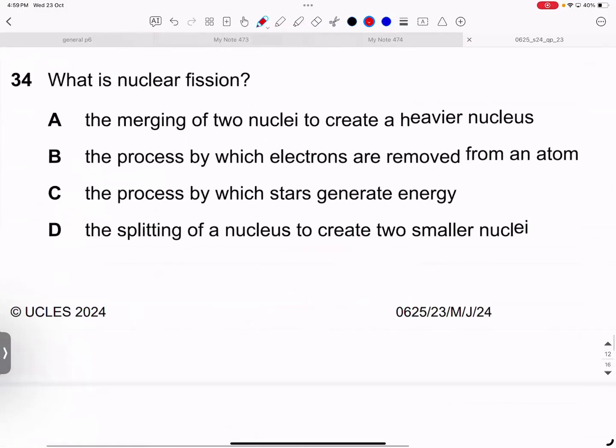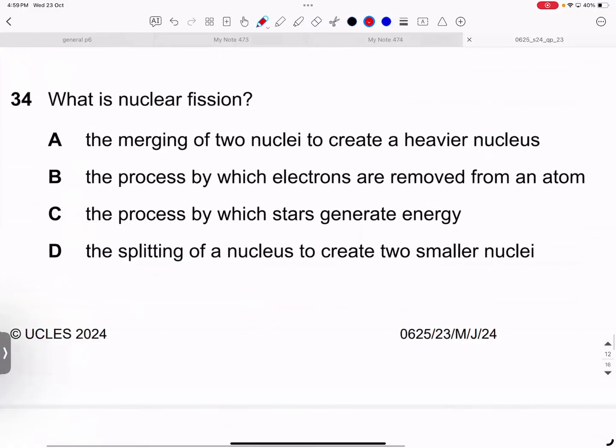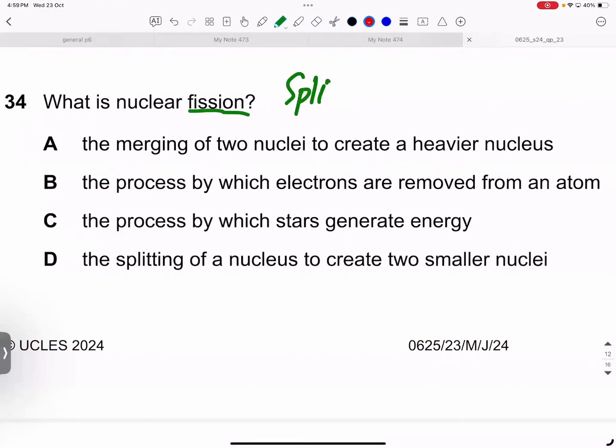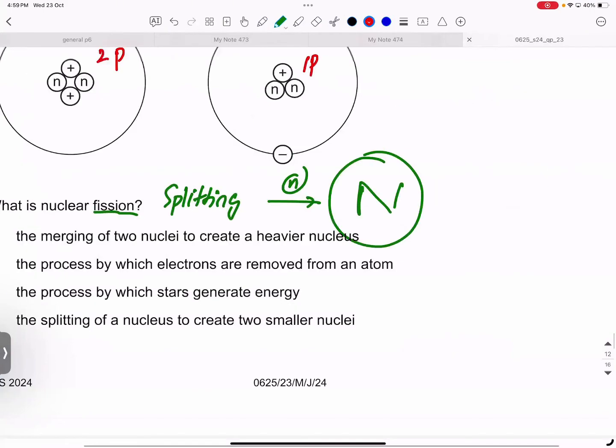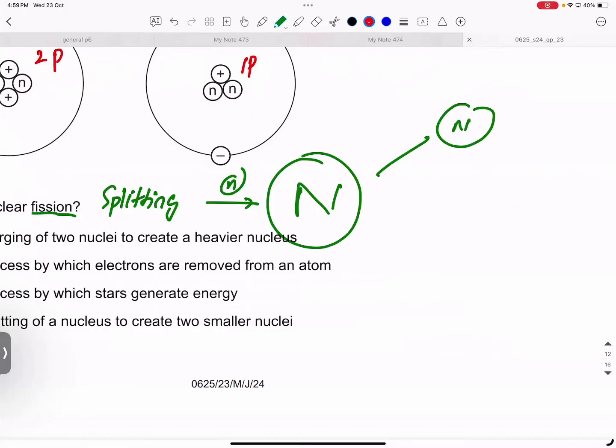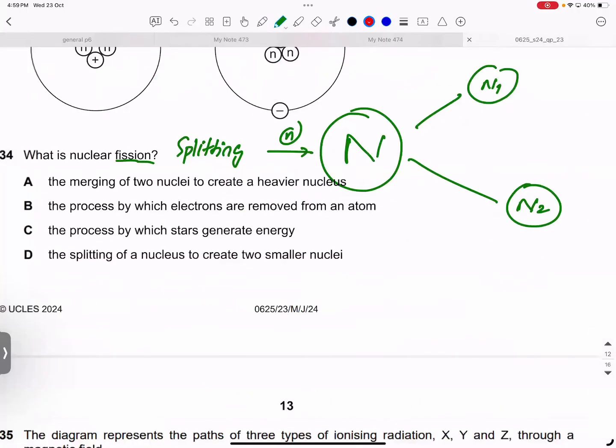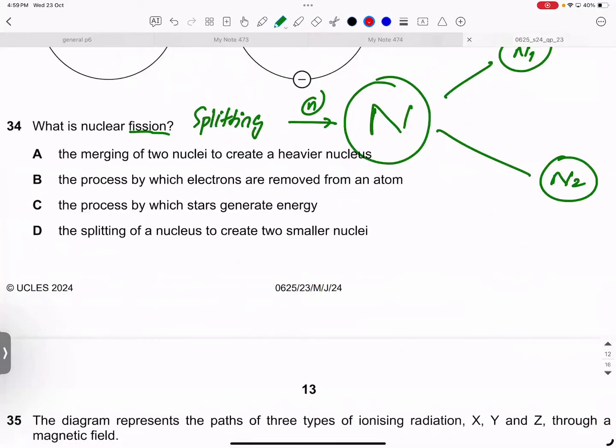Question number 34. What is nuclear fission? Fission is the splitting of a large nucleus. There is a large nucleus, a neutron hits, it splits into smaller nuclei, and a lot of energy is released. This process is called nuclear fission.